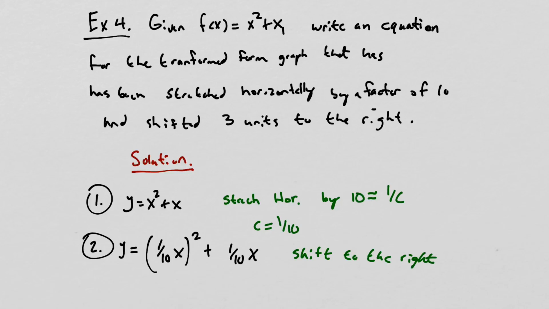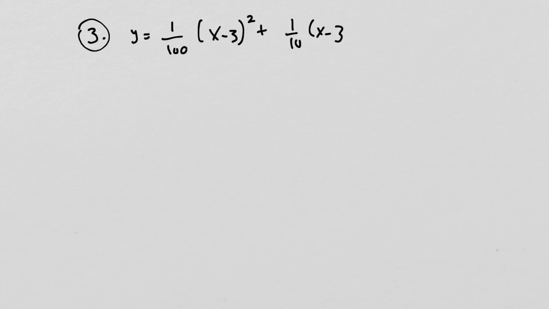Now from here, we want to shift our graph 3 units to the right. To do that, we're going to have to replace our x values by an x minus 3. Before we do that, let's simplify what we have. This is equivalent to 1 divided by 100 x squared plus 1 divided by 10 x. All right, so moving on to step number 3. Our new function is going to be y equal to 1 divided by 100, and our x has been replaced by an x minus 3, and this is going to be our new function.